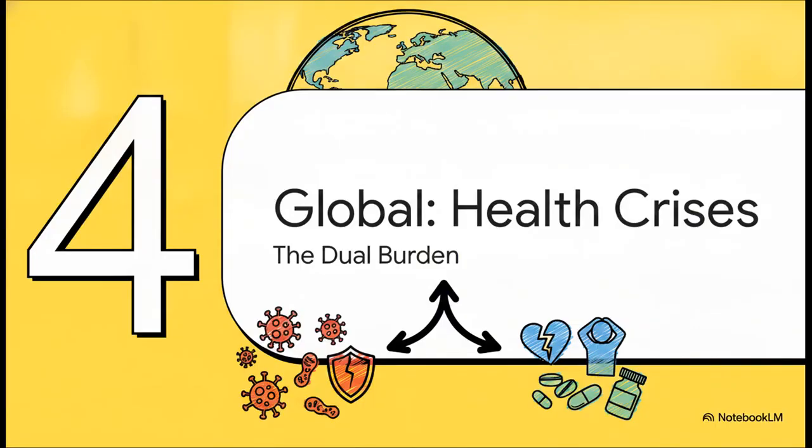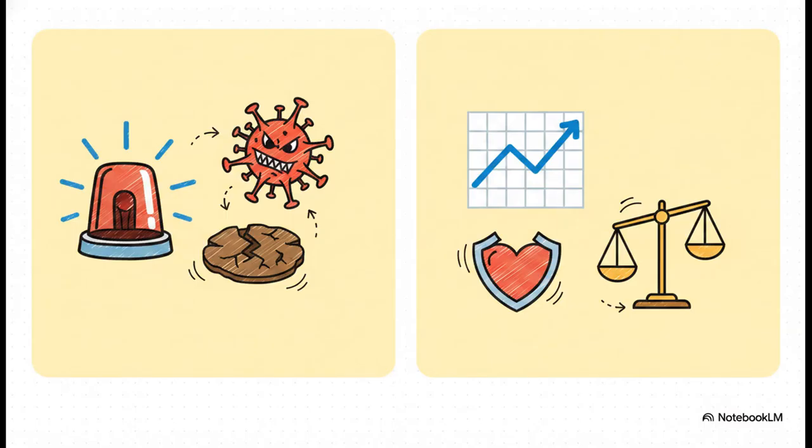Section 4. Global, worldwide health crises, the dual burden of the WHO. At this macro planetary level, the World Health Organization operates with a massive, incredibly complex mandate that essentially forces them to fight on two entirely different fronts at the exact same time. On one hand, the WHO is constantly responding to acute humanitarian emergencies. We're talking about devastating, immediate crises, managing the health fallout from 1,000 days of war in Sudan, addressing severe famine conditions in the Gaza Strip, and tracking highly infectious disease threats like avian influenza or Ebola.